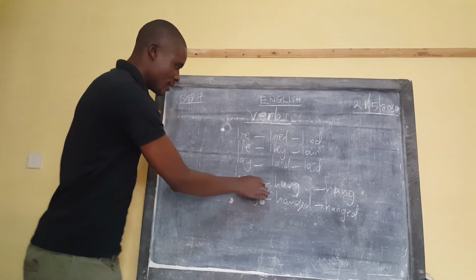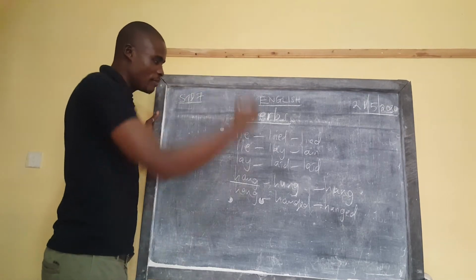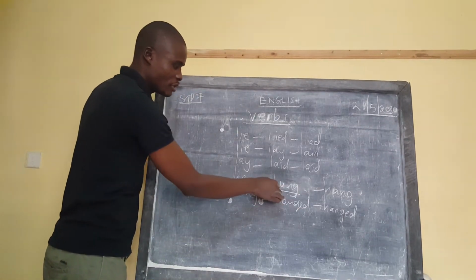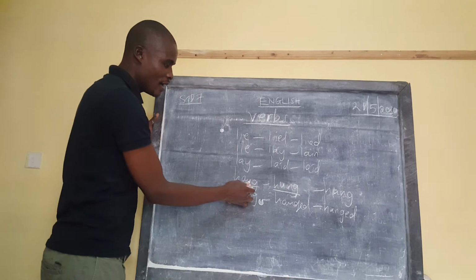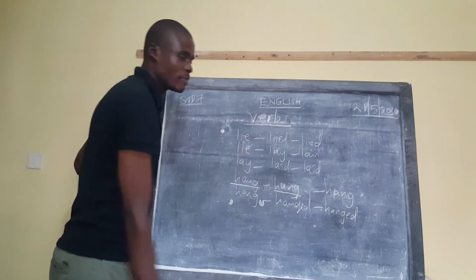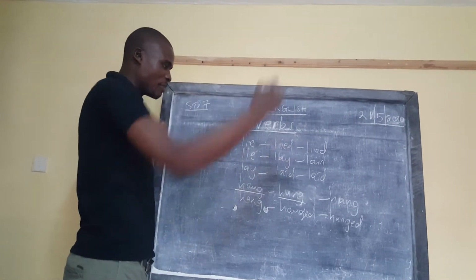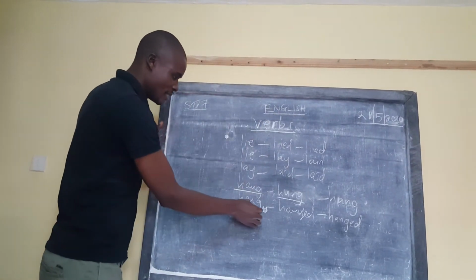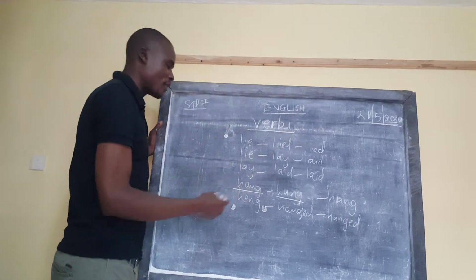Then it comes to hang. The hang for suspending something up. We talked about hang in the past tense. Hang with a u, hung in the past tense, and hung in the past participle. That is hang for suspending something in a higher place, like a coat can be hung on the hanger.